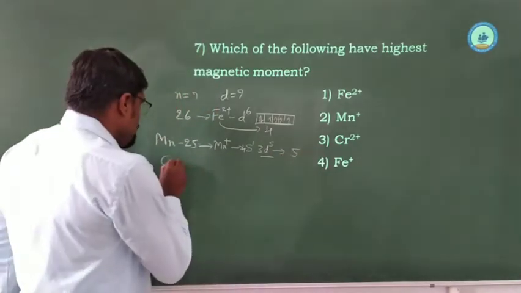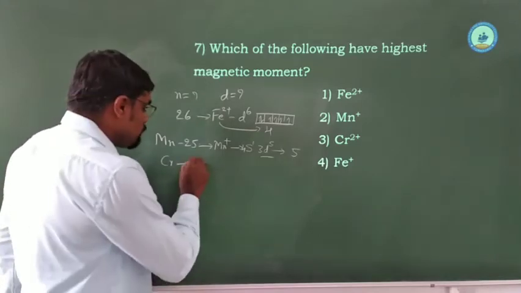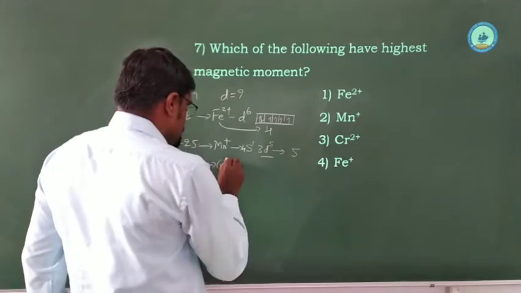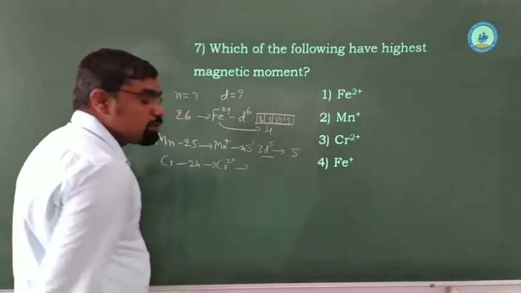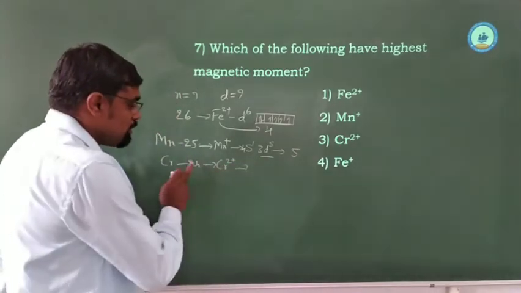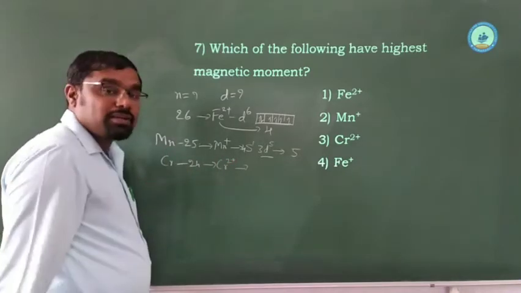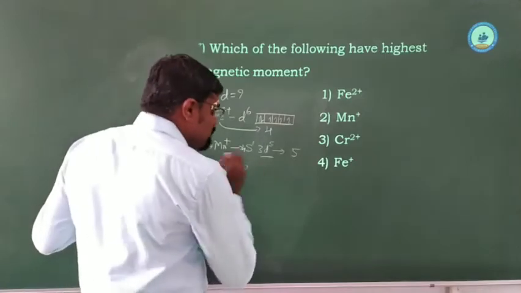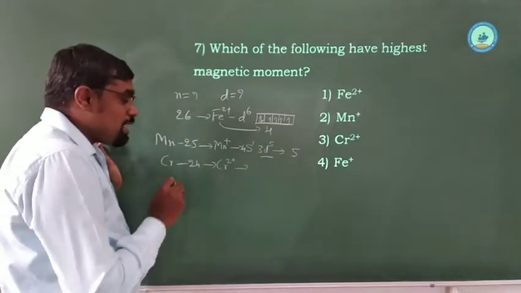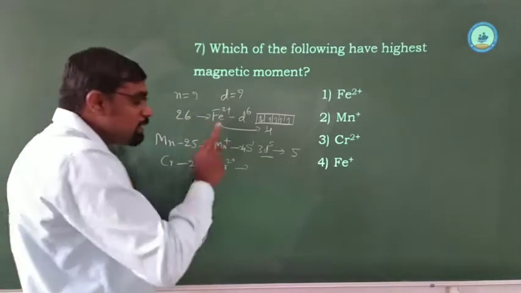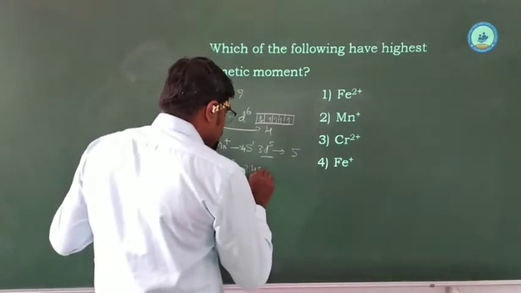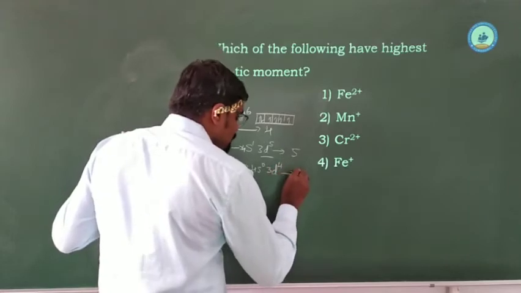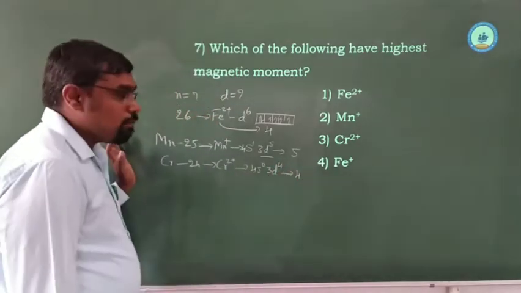So then unpaired electrons are 5. Next, chromium. The atomic number is 24. The oxidation state is +2. Then in the electronic configuration, you have to remove 2 electrons from the s orbital, and then 1 electron from the d orbital. So then we are getting 4s0, 3d4. Then the unpaired electrons are 4.